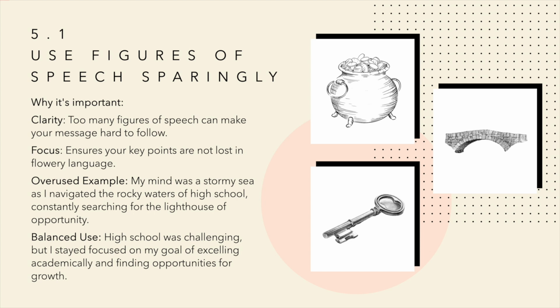Let's look at an overused example. My mind was a stormy sea as I navigated the rocky waters of high school, constantly searching for the lighthouse of opportunity. This is a vivid image, but it's also a bit much. There are too many metaphors, stormy seas, rocky waters, a lighthouse, and it takes away from the clear message. Here's a more balanced version. High school was challenging, but I stayed focused on my goal of excelling academically and finding opportunities for growth. This version is straightforward, clear, and still conveys the struggle and goal without overloading the reader with unnecessary metaphors.